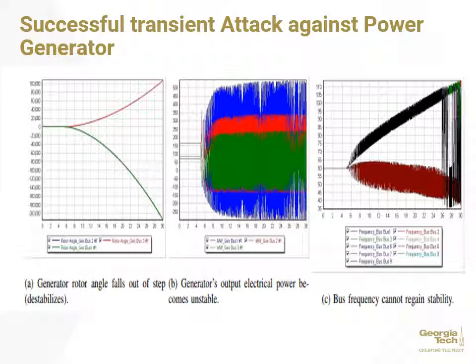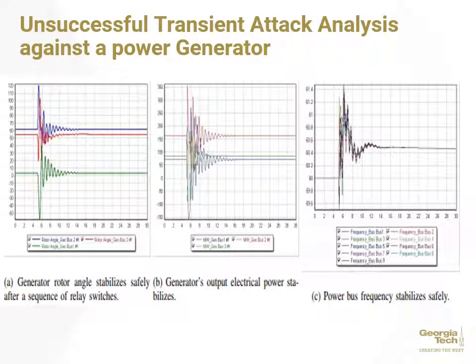And here we see a successful transient attack against a power generator. You can see that when the generator rotor angle falls out of step, it destabilizes, the generator's output electrical power becomes unstable, and the bus frequency cannot regain stability. In the unsuccessful transient attack which they did, you can see that it stabilizes safely even after a sequence of relay switches. The output electrical power also stabilizes, where it was detected, and the power bus frequency also stabilizes.